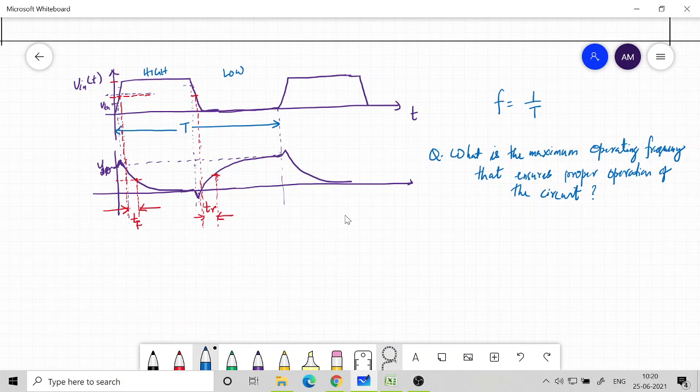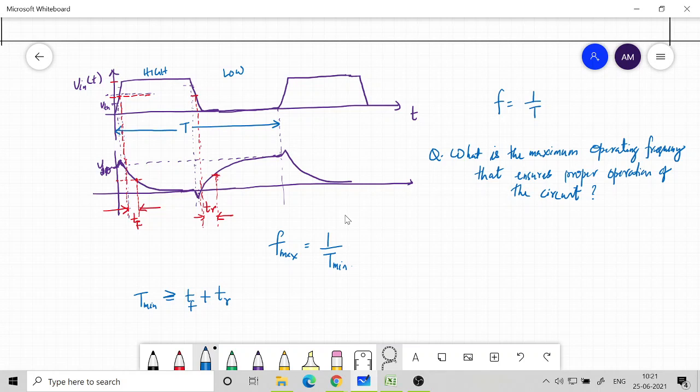Now what is that frequency? Corresponding to F max, I have a T minimum, right? Maximum of frequency is minimum of the time period. So F max is basically 1 by T minimum. Now the T minimum should be at least greater than or equal to TF plus TR.